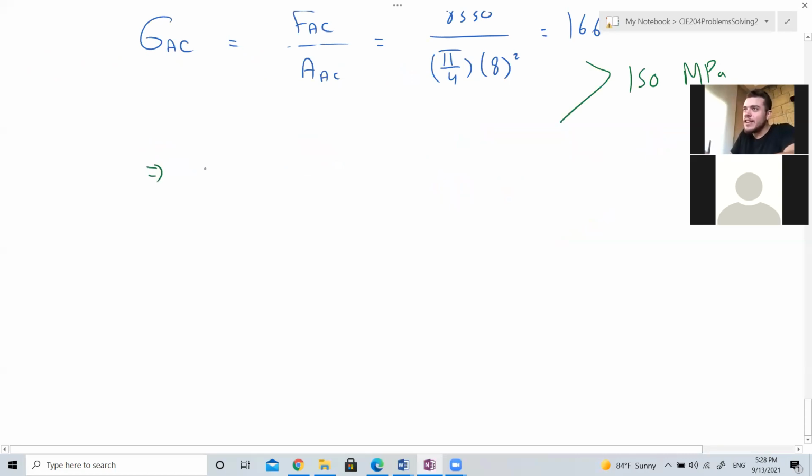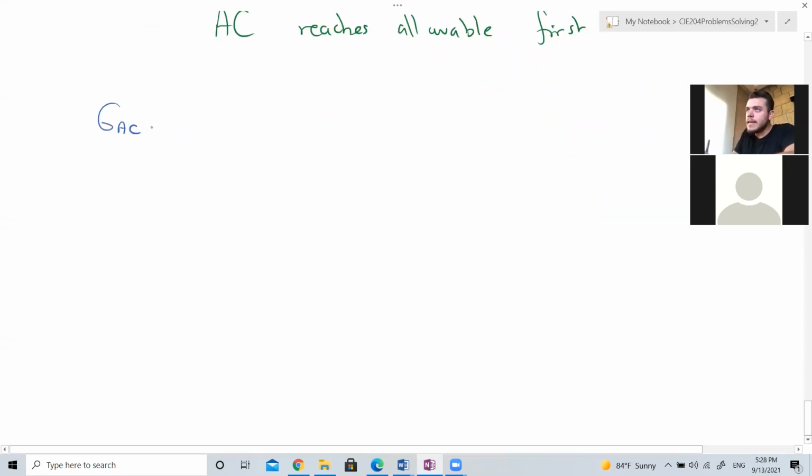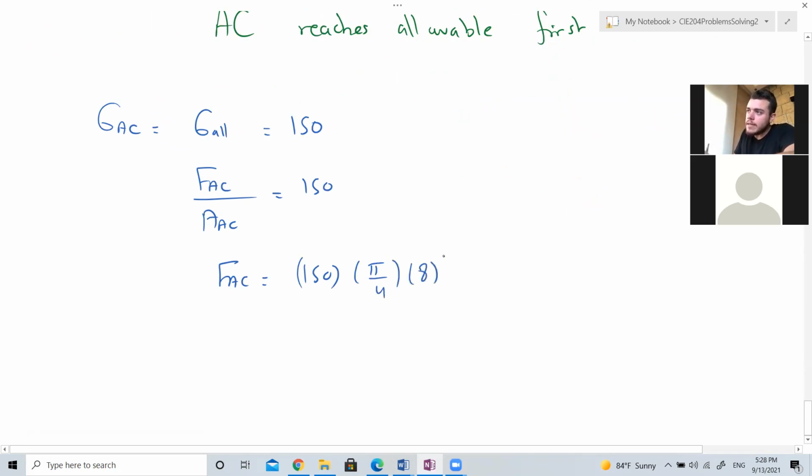Therefore the assumption is wrong and AC reaches allowable first. So you're gonna repeat by saying that sigma AC is equal to sigma allowable, which is equal to 150, and you're gonna find the force in AC again from here. So FAC is gonna be 150 times pi over 4 times 8 squared.